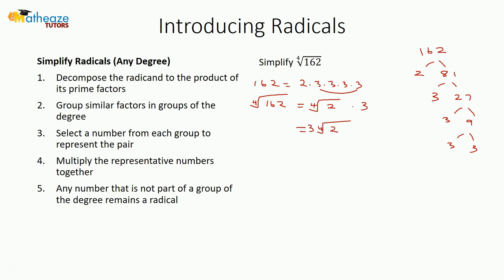So this method that we've walked through here will apply for any radical regardless of the root. You just remember that the number of similar numbers in a group is determined by the root that you're looking for. So if we were looking for the fifth root, we would also decompose and then group similar numbers in groups of 5. And anything that does not fit into a group of 5 will be considered under the radical sign as well, with the root.